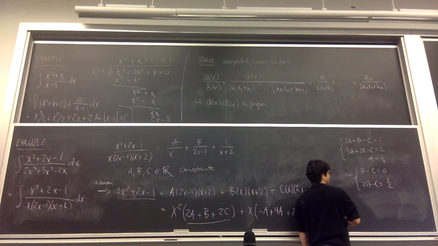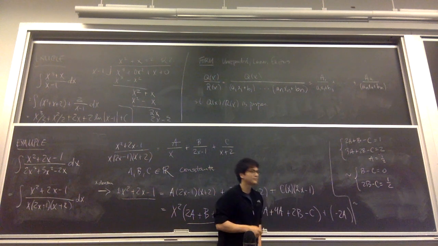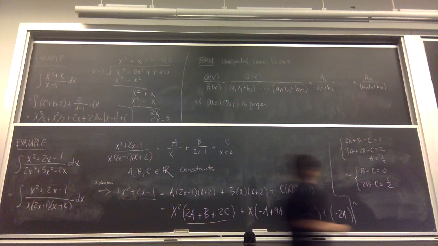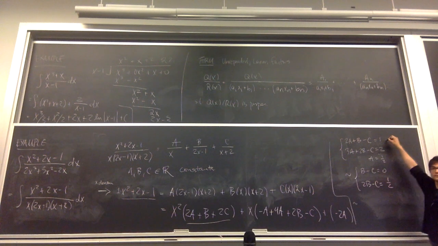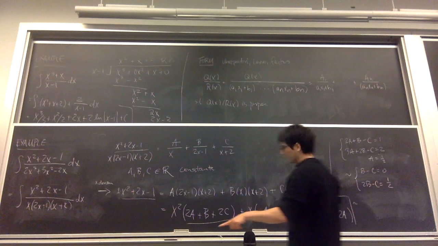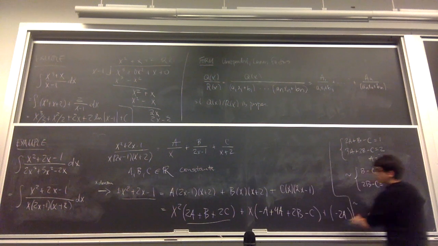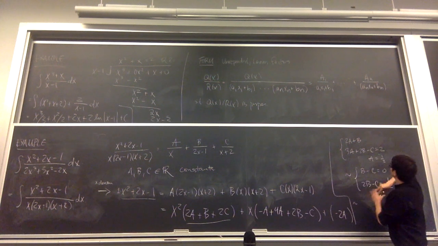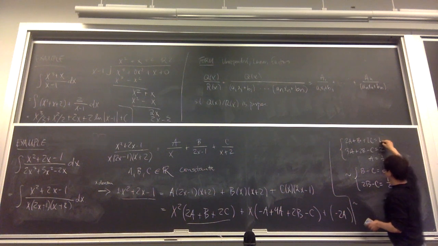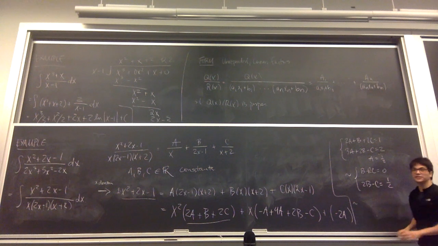Now what? Yes? I have a question. So for the top line right there, it says 2a plus b minus c, but over there it's 2a plus b plus 2c. Oh, did I write it down wrong? What did I copy down? Yep, thank you. I don't know what happened there. 2a plus b plus 2c is equal to 1, which means that this is b plus 2c is equal to 0. Thank you.